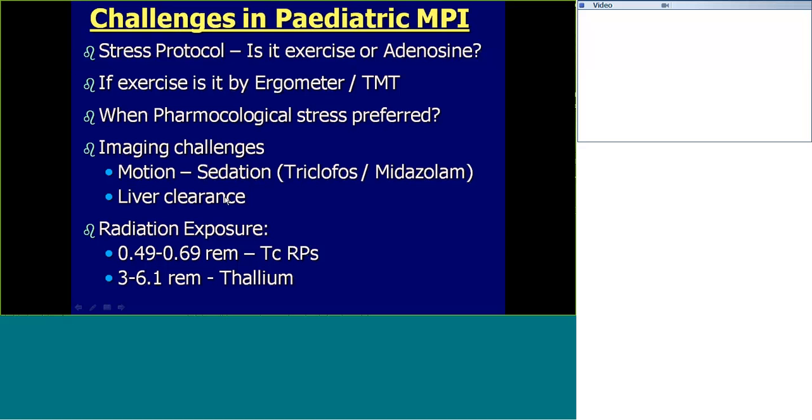Also, liver clearance of sestamibi or thallium is a big problem, especially in children. So we need to wait at least for 1 hour after the injection of technetium sestamibi.